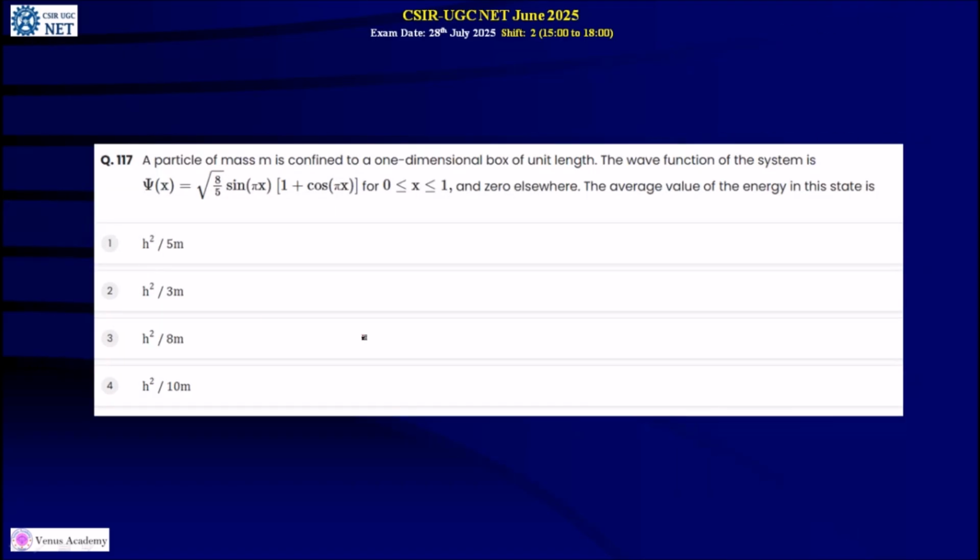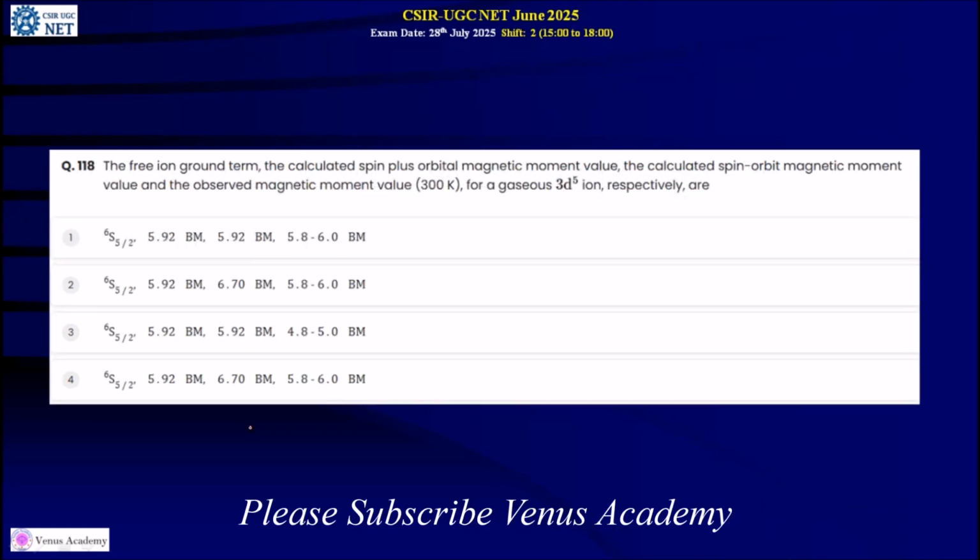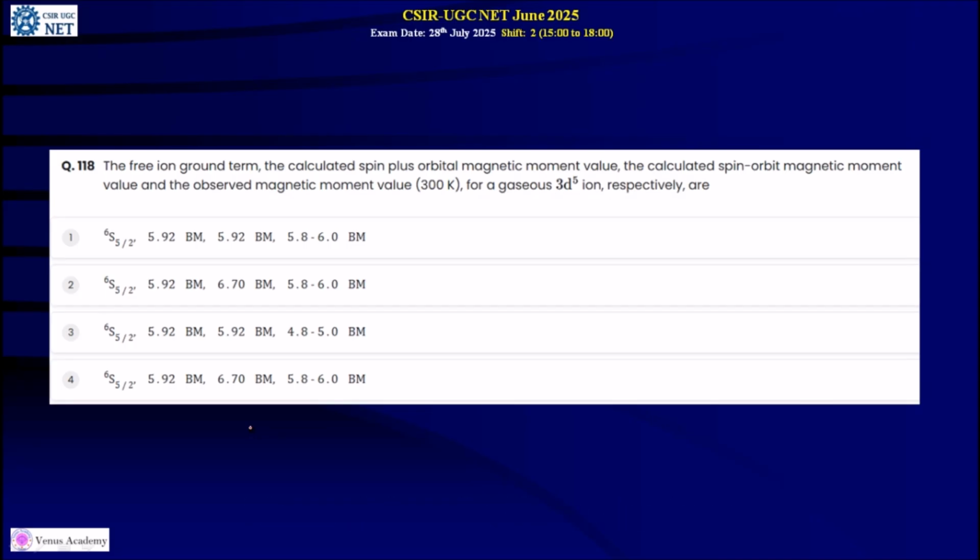Next, 117, option number 4. A particle of mass m is confined to a one-dimensional box of unit length. The wave function of the system is given. Option number 4 is the correct option, students. Next, question number 118. The free ion ground term, the calculated spin plus orbital magnetic moment value, the calculated spin-only magnetic moment value, and the observed magnetic moment value at 300 K for a gaseous 3d ion, respectively, are. Question number 118, option number 1 is the correct option, students.